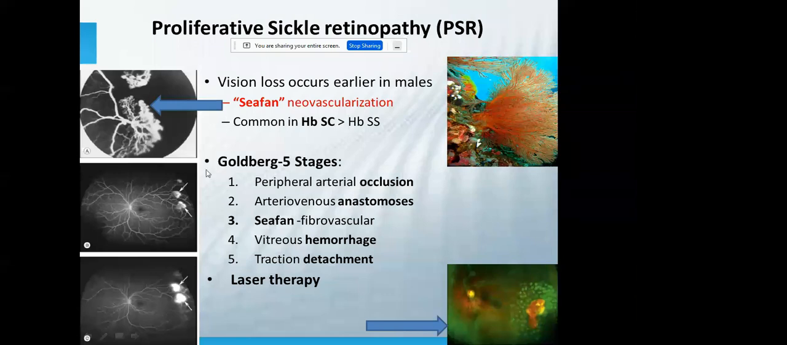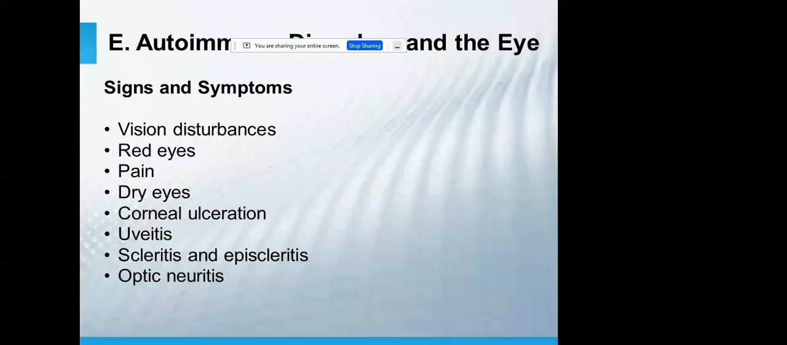So there are 5 stages. Someone called Goldberg did a lot of research on this and gave 5 stages from occlusion to anastomosis to the sea fan, which is stage 3. Then the sea fan can bleed, that's causing vitreous hemorrhage, and it can also cause tractional detachment.